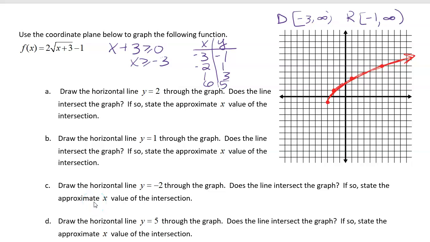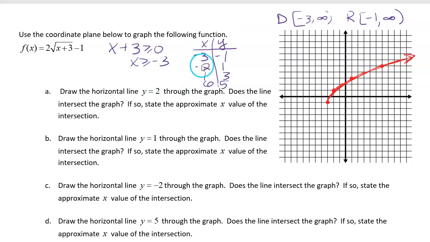Hello, in this video we are going to continue our discussion about radical graphs, and as you can see here I have looked at this function f of x, and since we have a square root function we know that x plus 3 has to be greater than or equal to 0, which means x has to be greater than or equal to -3, and this is going to tell me my domain of the function.